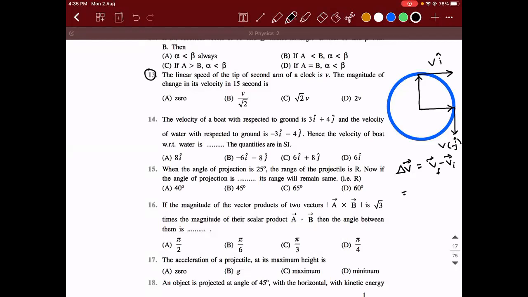Whereas if it is relative velocity of 1 with respect to 2, then you should write it as 1 minus 2. So whatever is the order that is formed for relative, you need to follow that order. Whereas when you see the word change, it is always final minus initial. So here it will be minus vj vector minus vi vector. This is delta v vector. So what will be the magnitude of delta v vector? It will be square root of v square plus v square, which will be root 2. That's right. 14th one, guys.